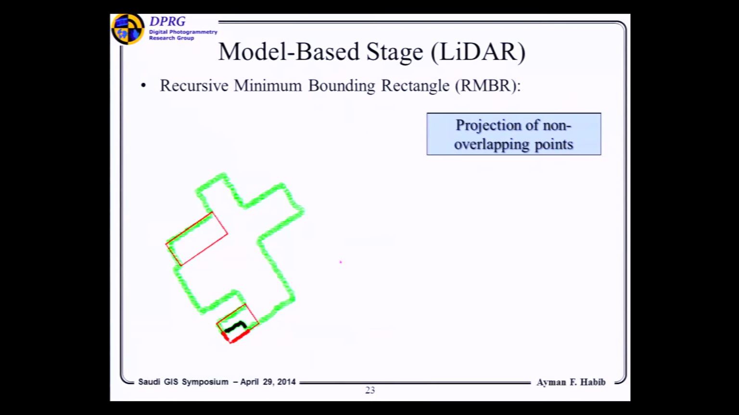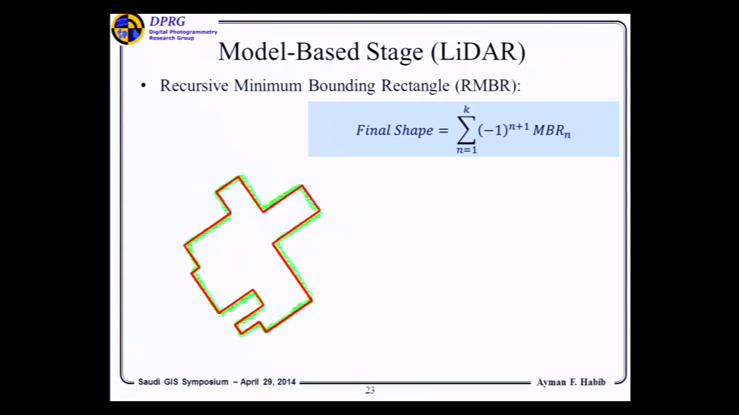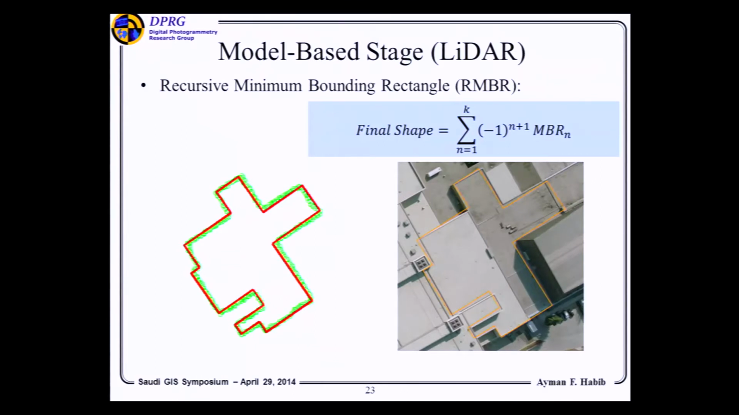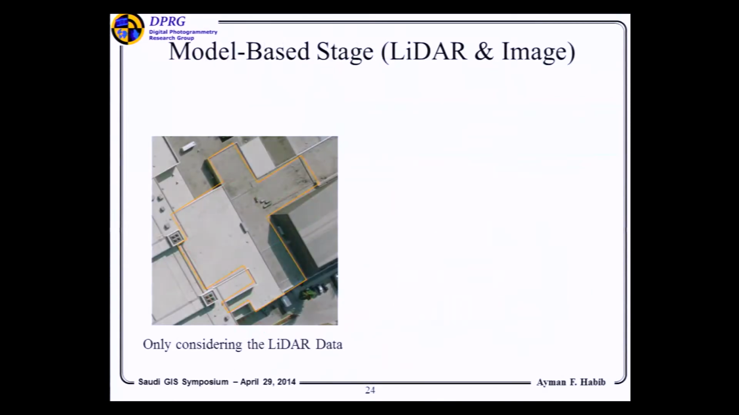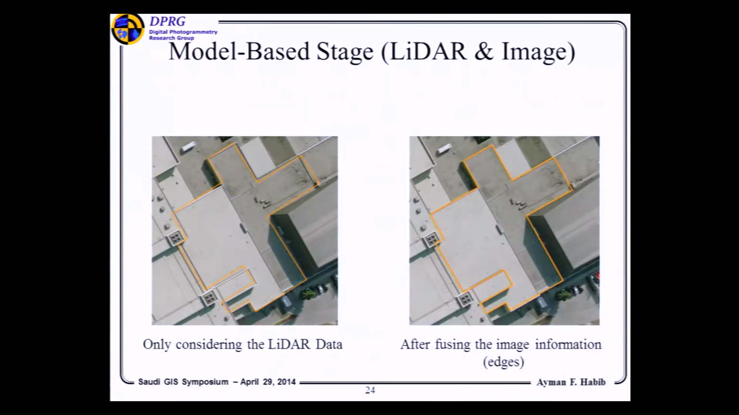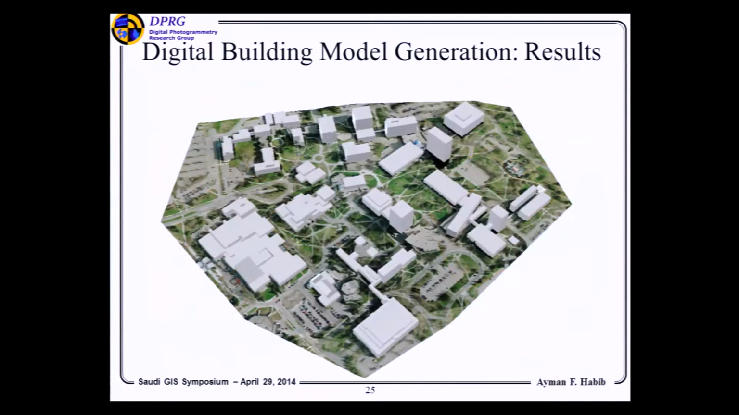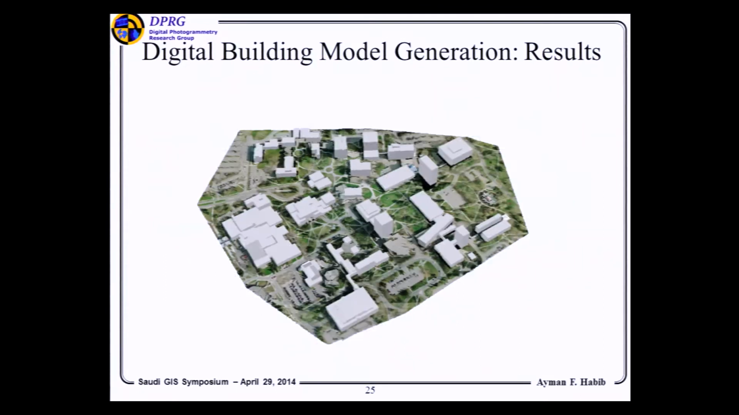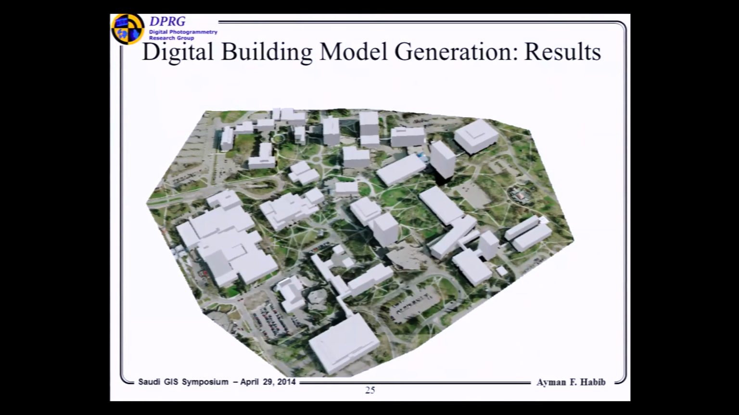You can easily prove that the final shape is basically adding and subtracting these minimum bounding rectangles. So at the end, we have a regularized shape that follows the shape of the building. However, when you put this onto the image data, it will not fit nicely. So if you do the edge detection, you have the final shape of the building, which is on the far right. We did this for the University of Calgary campus. Those are the digital building models which we generated.